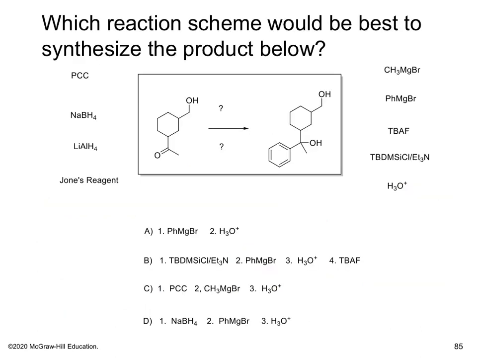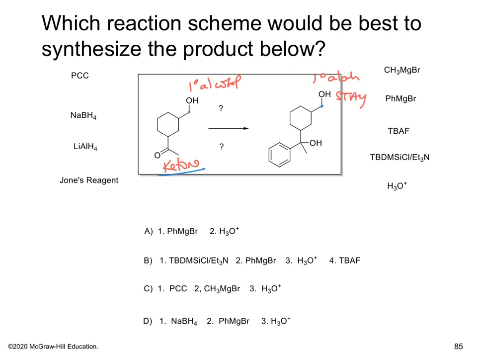Okay, so which reaction scheme would best work here? You need to look at your starting material, and you see that you have a ketone and a primary alcohol. And what do you want to make? Well, you want the primary alcohol to stay.